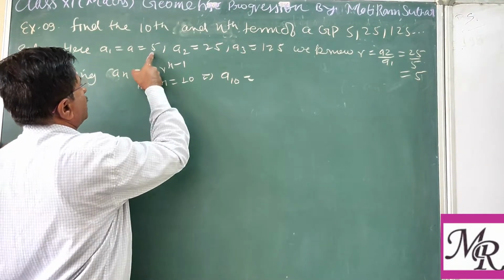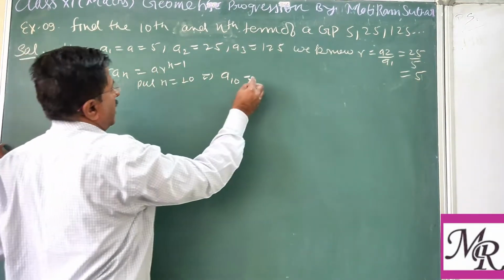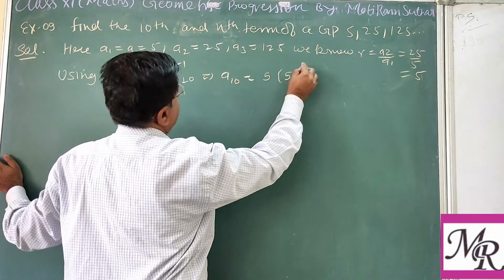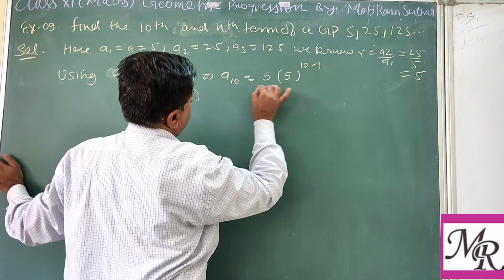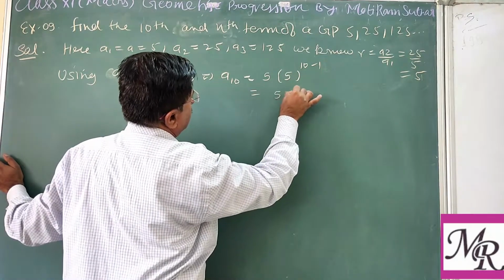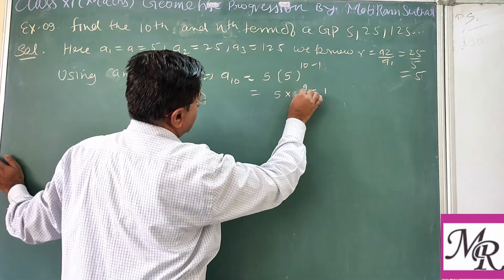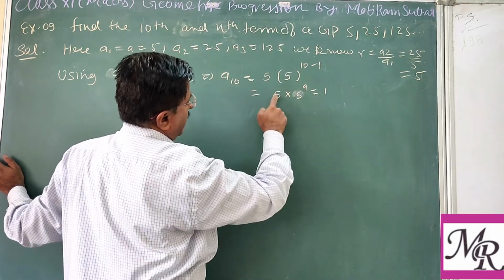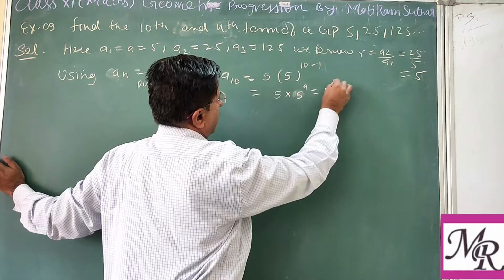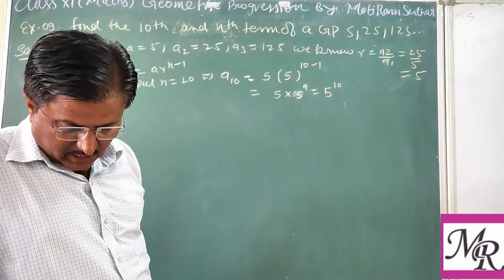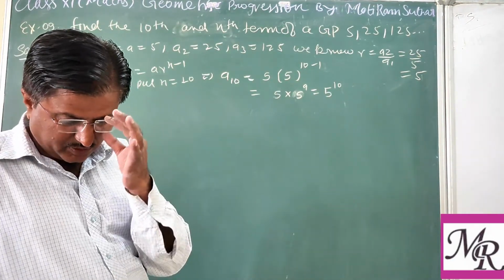And A equal to 5, R equal to 5. So 5 into 5 power 10 minus 1, so 5 into 5 power 9. Again, 5 power 9 times 5 power 1, which is 5 power 10. So this is the 10th term of the GP.